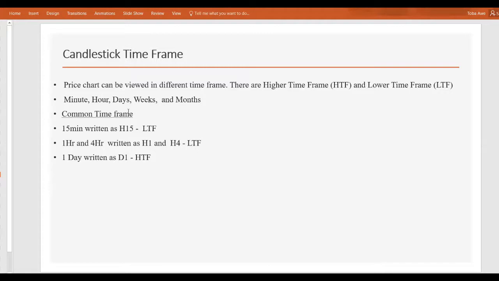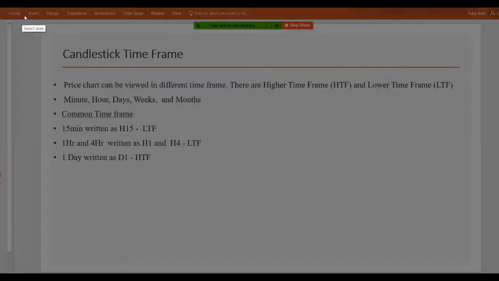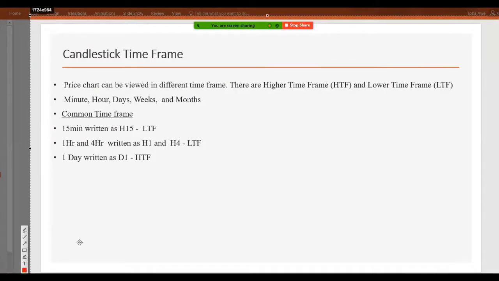So common time frames that we have is the 15 minutes time frame. The 15 minutes time frame is your lower time frame. This is a lower time frame. LTF means lower time frame. HTF means higher time frame.